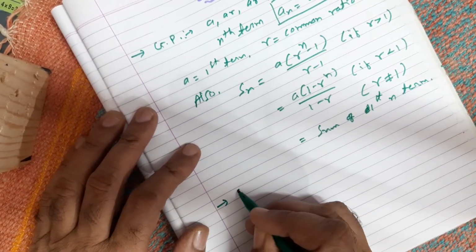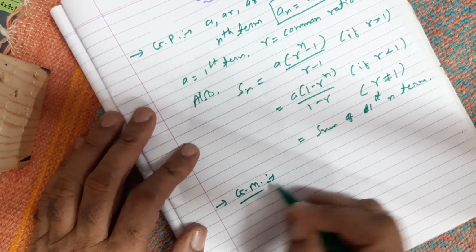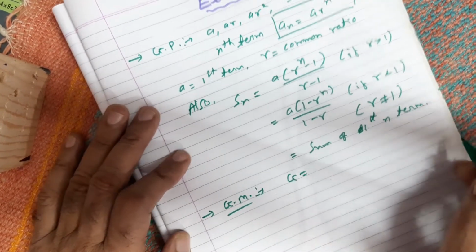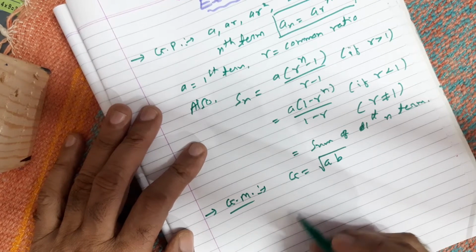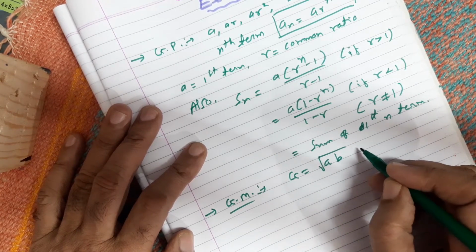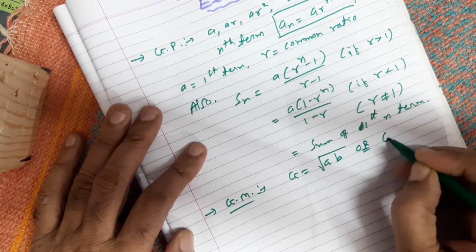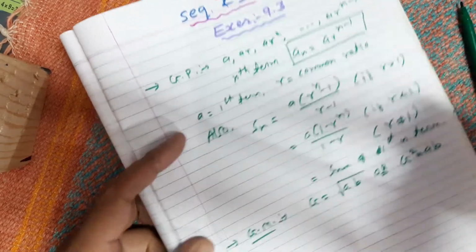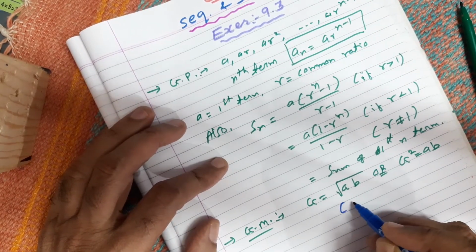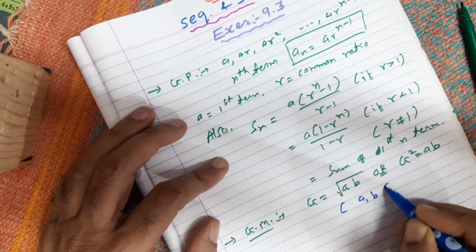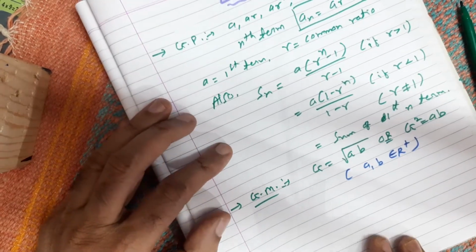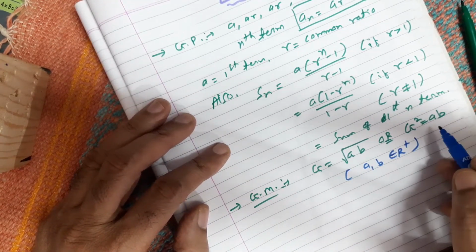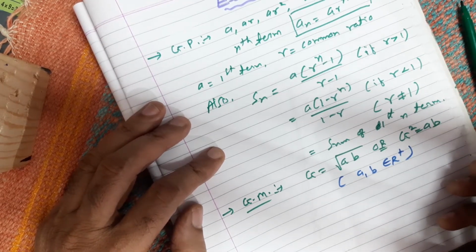Then what we have studied was geometric mean. Geometric mean is denoted by capital G, and the formula is G is equal to under root of AB, or you can say G square is equal to AB. Both ways we can write. Okay, friends? And the main thing here, if you remember, is that A and B belong to R plus. Remember, we took this in the last lecture. So this is the geometric mean formula, which we also studied in the last lecture.